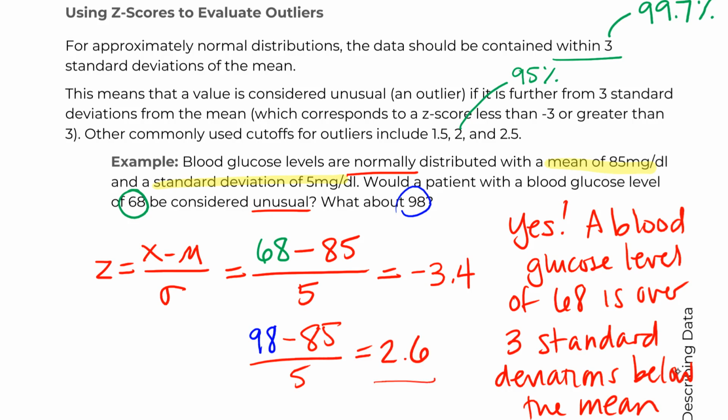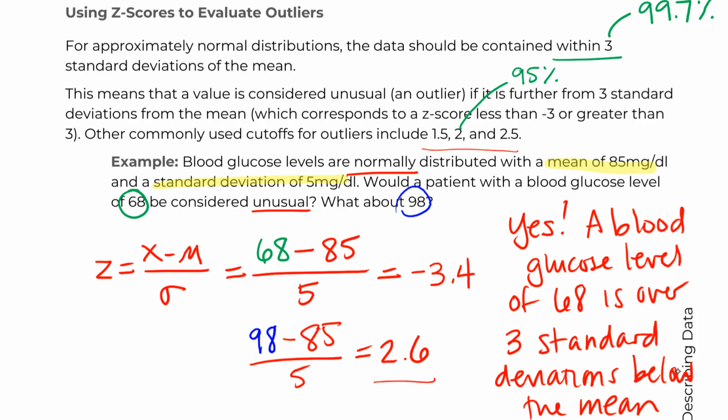So, again, this would depend on the criteria for 98. 2.6 is still dang unusual. It still will get cut off by every single one of these other criteria. This would be considered an outlier based on the 2 standard deviation criteria, but based on the standard 3 standard deviations, not quite. So like I said, on the test, I'm either going to give you something that's very obviously an outlier, or it's going to be comparing 2 different things and saying which one is more unusual.